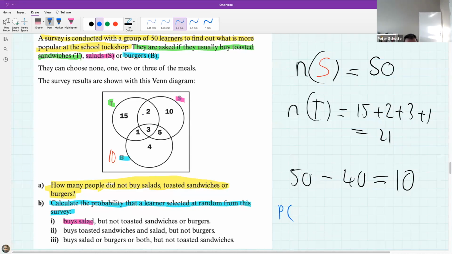So S is here. So salads, those are the salad people, but they don't buy toasted sandwiches. So they can't be in T and they can't be in B. So the only region I see is this one over here. Because these people buy salads, but they don't buy other things. So the probability of getting that person, it's going to be out of 50, because that's how many people, and only 10 people buy salads and nothing else, which is the same as 20%. Give me a thumbs up if you followed that.